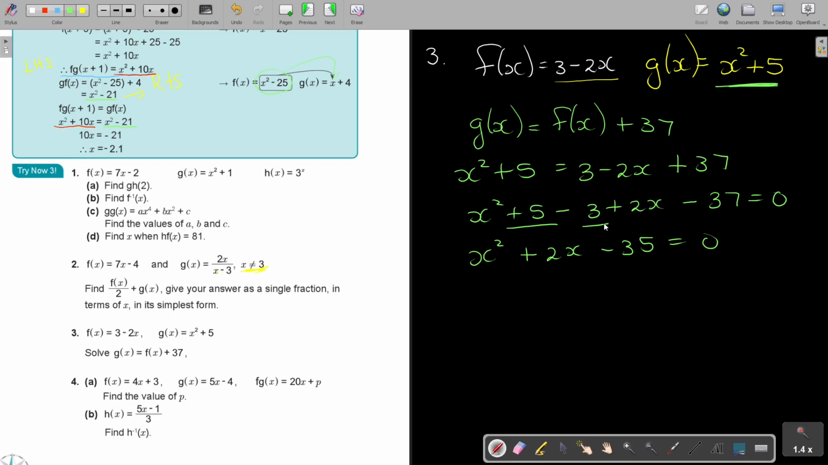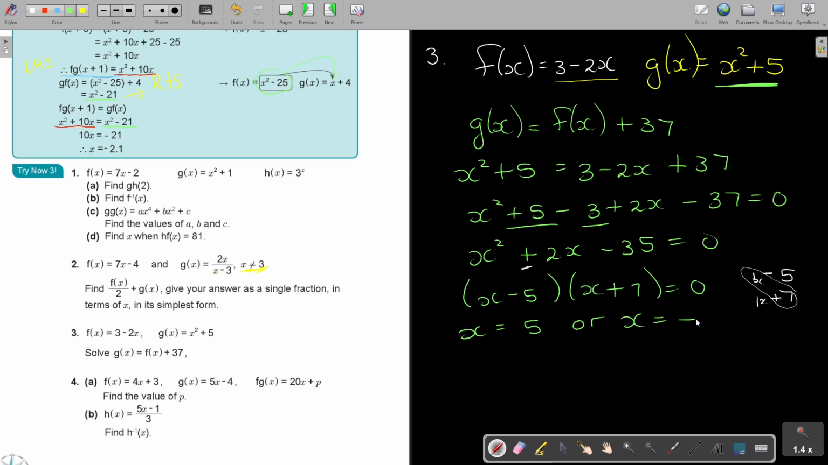It's in group B. So it's going to be 5 times 7, 1 and 1. And then the biggest over cross product, which is going to be this one, is going to get a positive, the middle one. And this is going to get a negative x. So it's going to be x minus 5, x plus 7, and that's equal to 0. So x is equal to 5, or x is equal to negative 7.